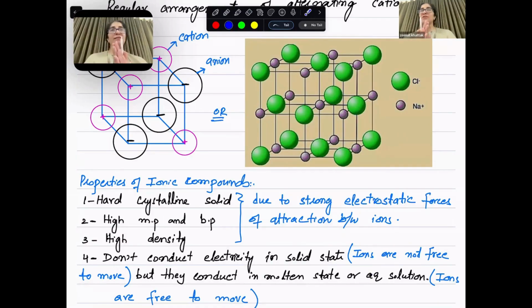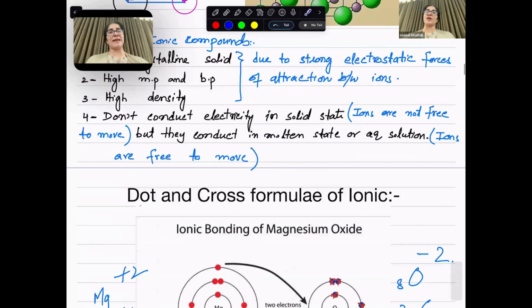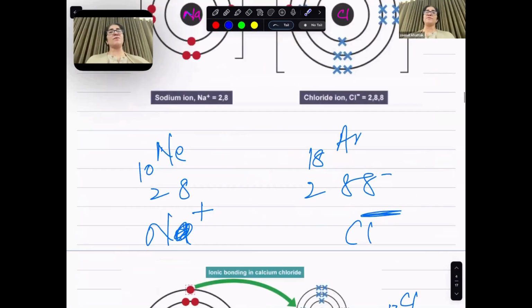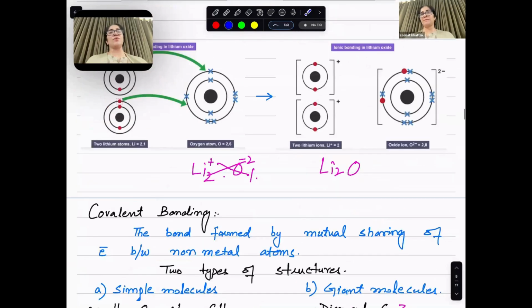I think, students, it is sufficient for today. In the next lecture, I'm going to do covalent bonding with you people, right?